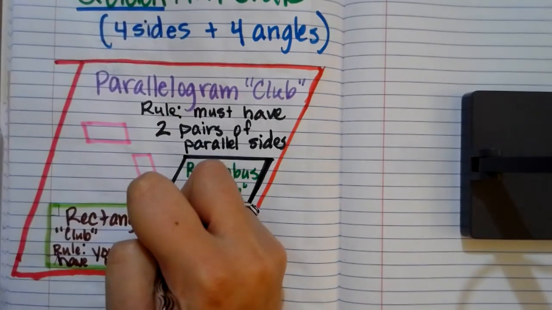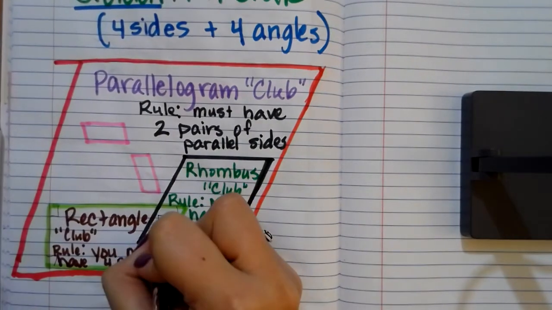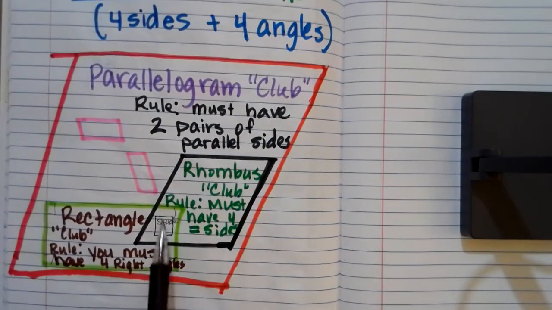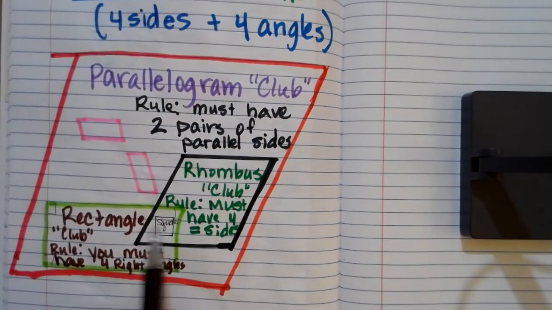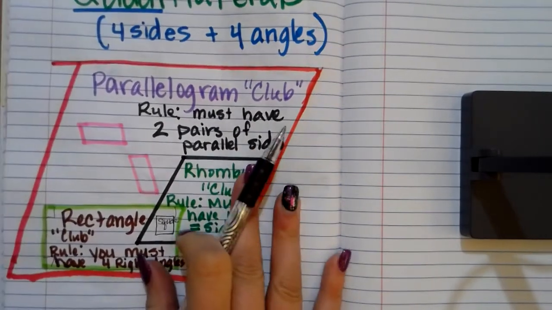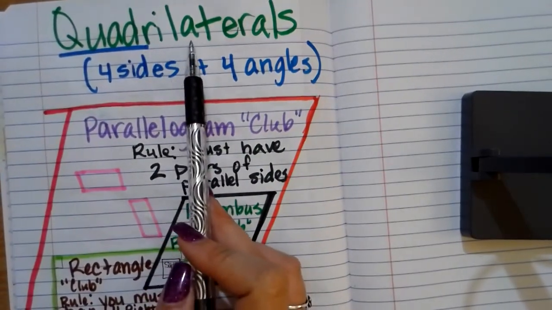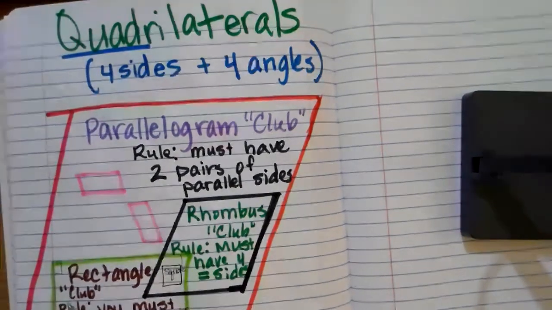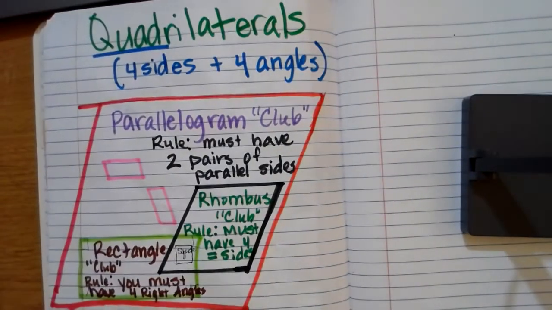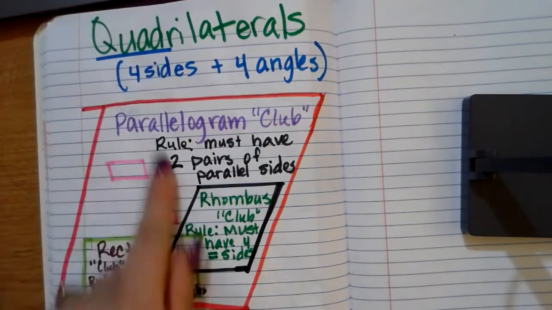There is another club that is like the coolest club ever, and it is called the square club. And we know to be in the square club, you are also in the rectangle club. You're also in the rhombus club. You're in the parallelogram club and in the quadrilateral club. Okay? So all of these different shapes fall into what club?